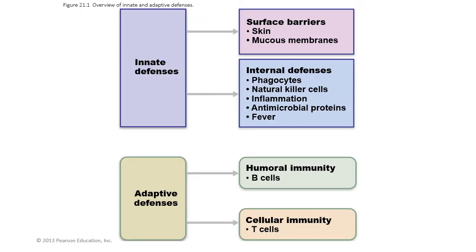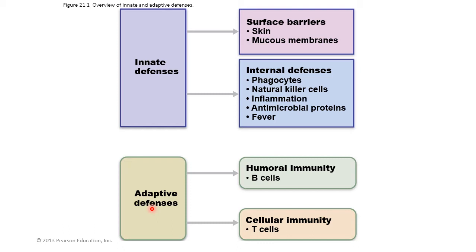So this chart gives you a breakdown. There's your innate defenses, there's your first line, your surface barrier, skin, mucous membranes. Second line of defense, internal defenses: your phagocytes, your natural killer cells, inflammation, antimicrobial proteins, and fever. We will take time to talk more about these. Now, the third line of defense is adaptive, and that takes longer to develop and it's more specific.